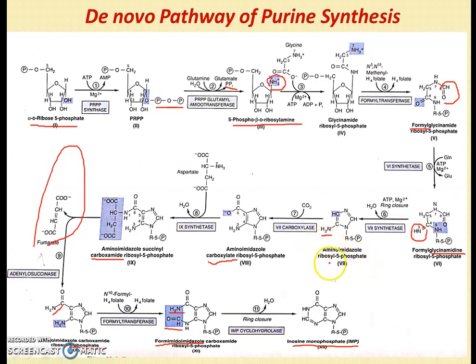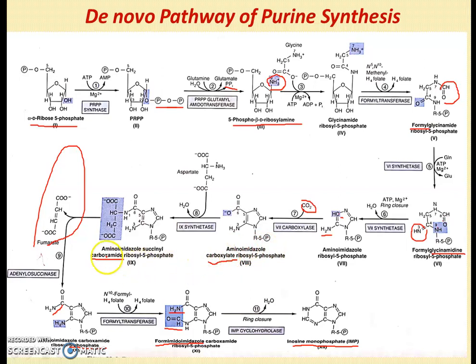This aminoimidazole ribosyl 5-phosphate is converted into aminoimidazole carboxylate. That means a carboxylate group is added. Where is it added? It is added at this carbon; the carboxyl group donor is nothing but carbon dioxide. This carbon dioxide is added to the 5th position, resulting in the formation of aminoimidazole carboxylate.